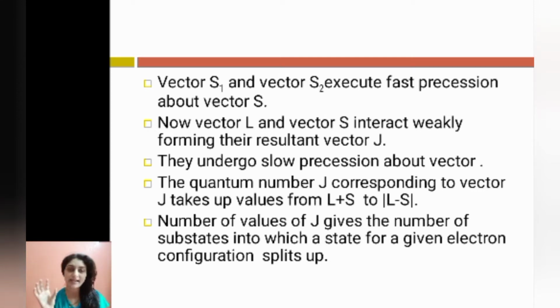So we have a resultant orbital angular momentum, and we have a resultant spin angular momentum of the two electrons. These two will now combine to form the resultant vector J, and as the interaction is weak, they undergo slow precession about vector J. Now we have a quantum number J corresponding to total angular momentum vector J, and it can take values from L plus S to magnitude of L minus S. Now here, what is J? The number of values of J gives the number of substates into which a state for a given electron configuration splits up. That we are going to study later on in more detail.